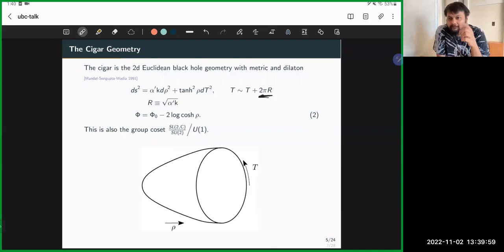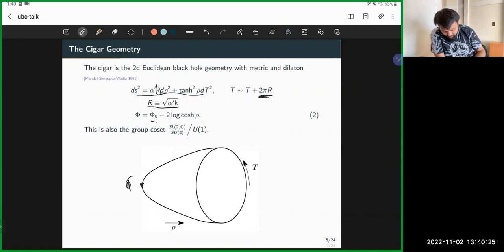Okay, so capital T is the time. This is the metric. You don't need to remember the metric. Just need to remember that it looks like a cigar in the Euclidean case. And this k is the square of the radius. Further, there is a dilaton, which will turn up in the dynamics. The dilaton takes a maximum value here and then goes to minus infinity here. And the maximum value of the dilaton will be related to the mass of the black hole.